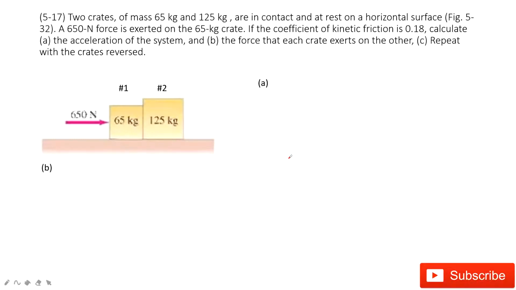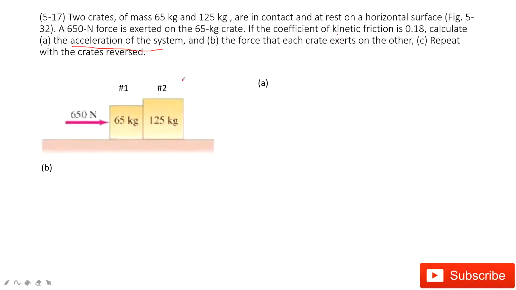In this one, we talk about problem 17 in chapter 5. You can see we have two boxes. We mark them as number 1 and number 2. They have different masses, and they are attached together and stationary on the horizontal surface. Then we apply a force, this one by the person, on box number 1, and we are given the kinetic friction. We are asked to find the acceleration of the system.